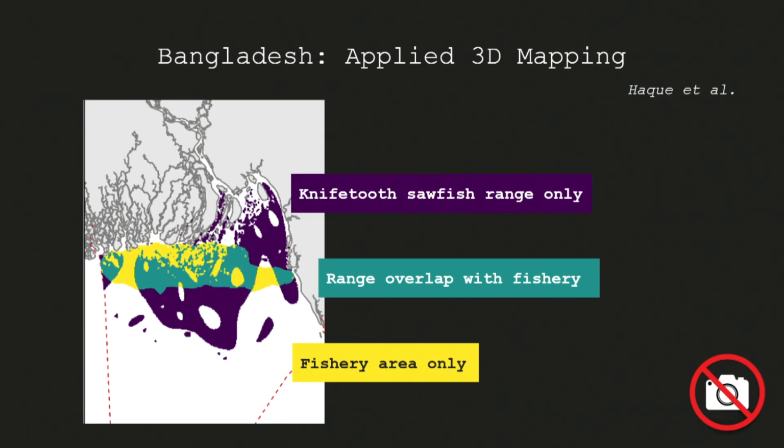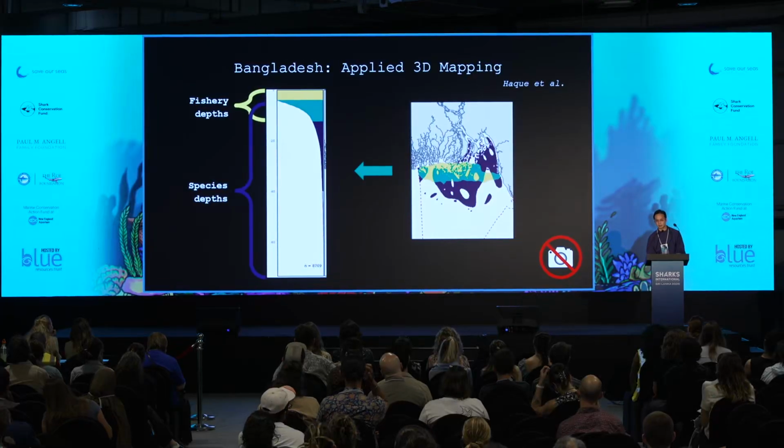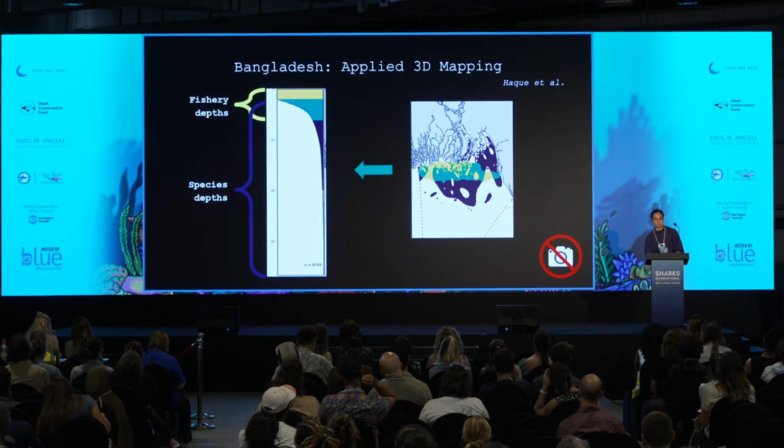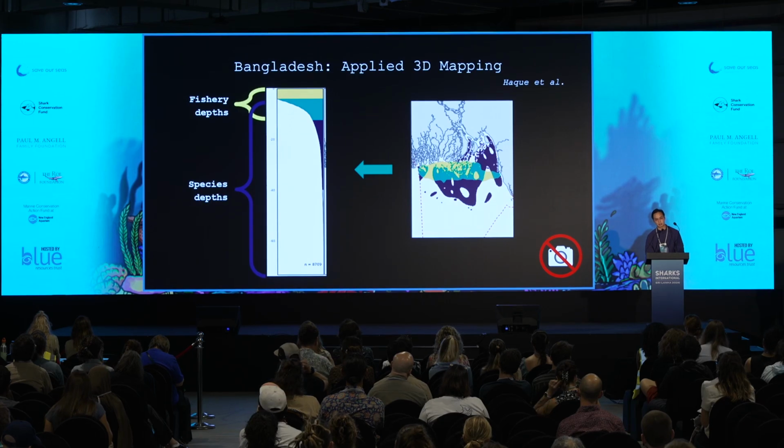Going back to the Bangladesh case study, with this toolkit, we can compute the volume overlap between each species range and gear type and visualize that data as a cross-section of cell depths. The figure on the left here shows the cells that overlap in 2D. Imagine looking at each of those cells from the side view. We have not only the area overlap from the map on the right, but you can also see that there's a difference in overlap on the left between the fisheries depths and the species depths that isn't revealed when we just look at it in 2D.